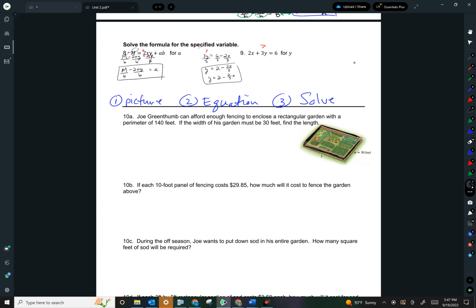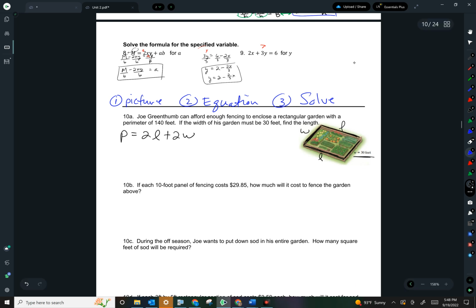Okay, if the width of his garden must be 30, and they've written that here, width is 30, find the length. Well, you may remember from a previous example, we said that the perimeter of a rectangle is 2 times the length, which makes sense because that would be the length on one side and the length on the other side, plus 2 times the width because you have a width on one side and a width on the other side. So that makes sense. You're adding them all up. So let's fill in everything we know. There's my equation. I've got my picture over to the right.